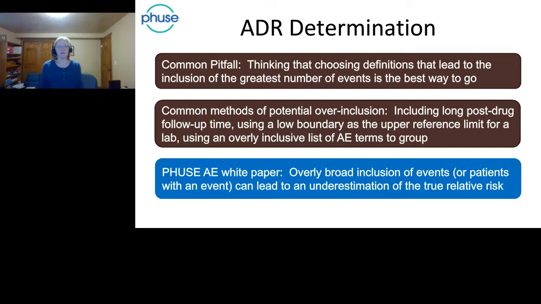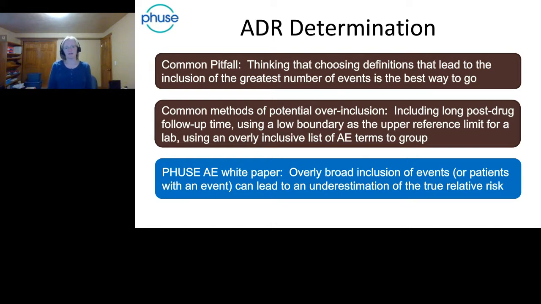So I'm going to cover a couple common pitfalls. When you are creating your integrated analysis plan, which is designed to help determine which events are ADRs, one common pitfall is believing that you should be conservative in your methods, right? That thinking that choosing definitions or methods that are the most conservative or include the greatest number of events is the best way to go. And we hear this all the time, right? It's safety. We have to be conservative.